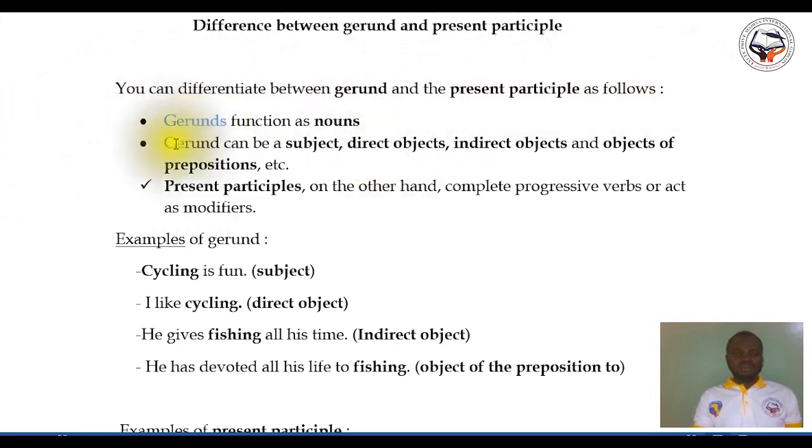So the first one, GERUND: you must know that a GERUND functions as a noun. The second aspect is what? A GERUND can be a subject, a direct object, an indirect object, an object of preposition, etc. The GERUND can function as a noun. The GERUND can be a subject.